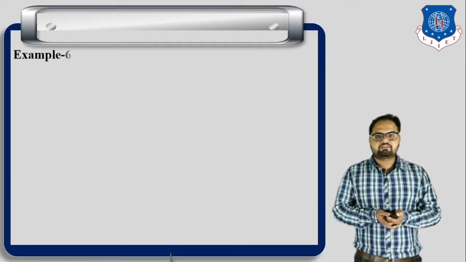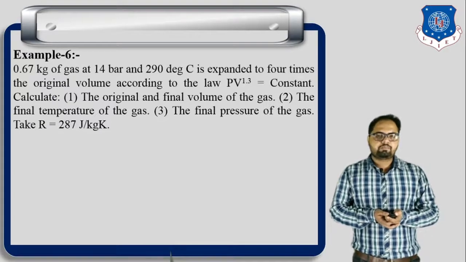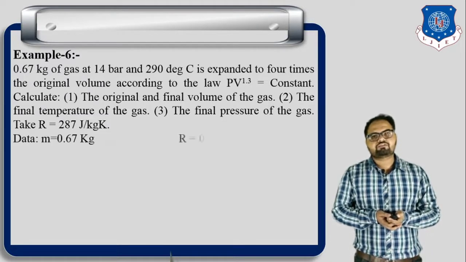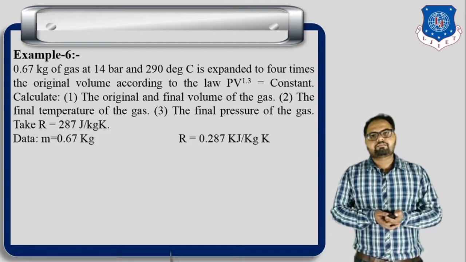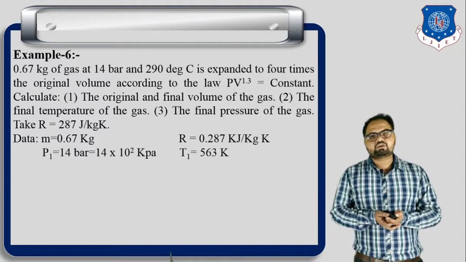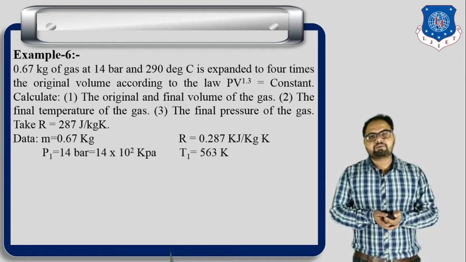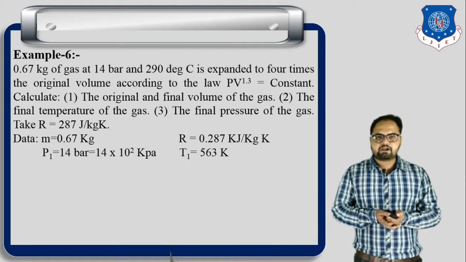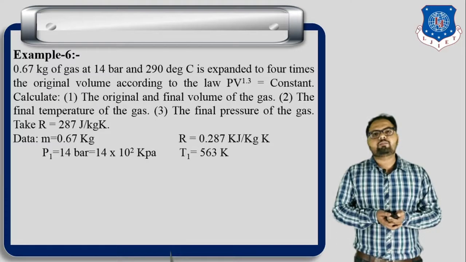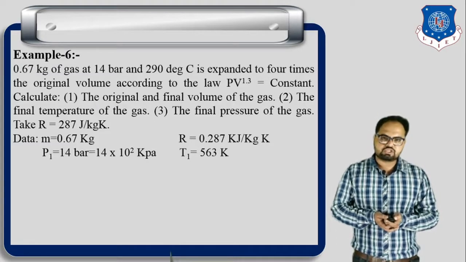Next numerical is: 0.67 kilogram of gas at 14 bar and 290 degrees Celsius is expanded to 4 times the original volume according to the law PV raised to 1.3 is equal to constant. Here the mass of the gas is 0.67 kilogram, pressure is 14 bar, and the temperature is 290 degrees Celsius. So by converting it into Kelvin, we get 563 Kelvin.